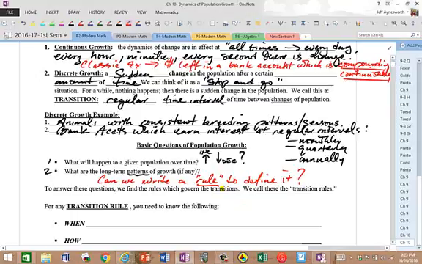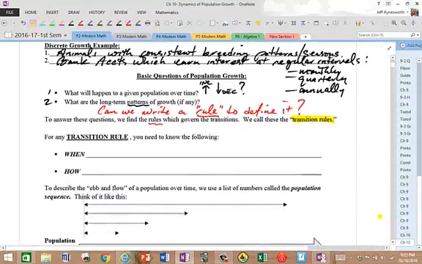Okay, to answer these questions, we got to find the rules which govern the transitions. We call these the transition rules. For any transition rule, you need to know the following. Let's highlight this transition rule. First of all, you need to know two things.